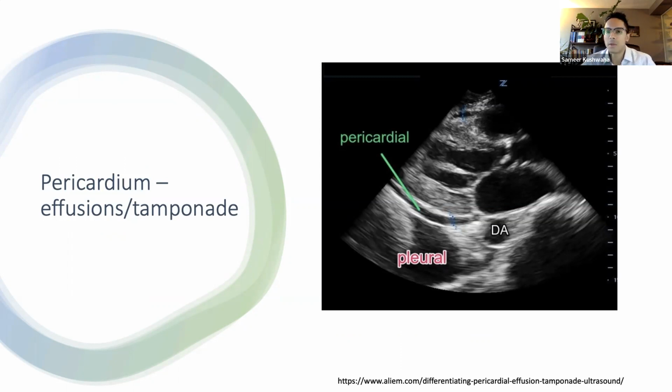So there's multiple findings that we look for on echo. The pericardial effusion is an echo-free space in the pericardium that is anterior to the descending aorta, versus a pleural effusion, which is posterior to the descending aorta. So as mentioned, the previous echo had both pericardial and pleural effusions.